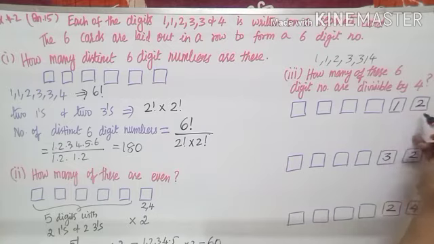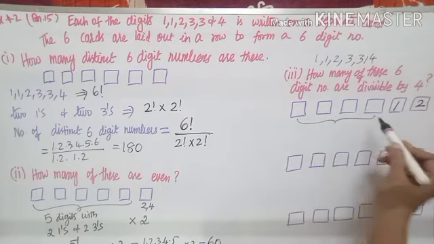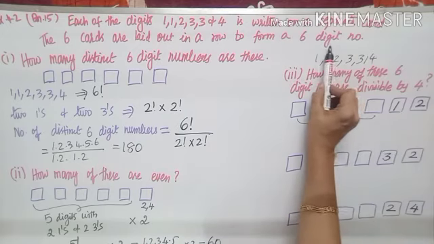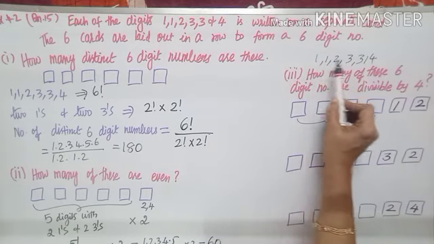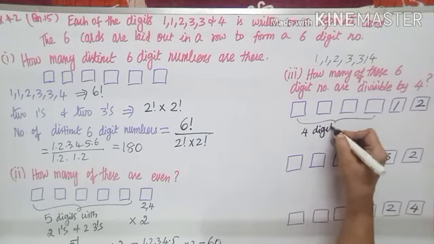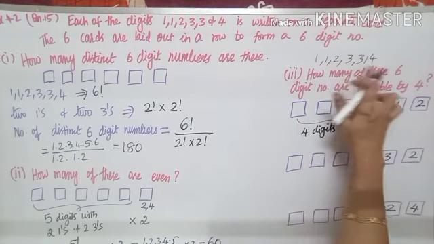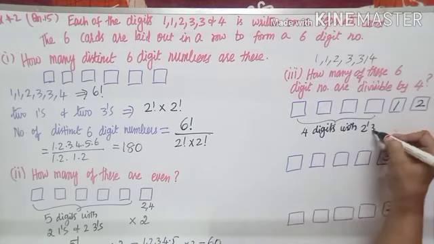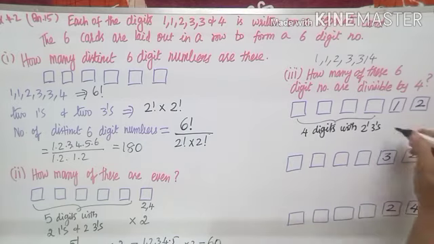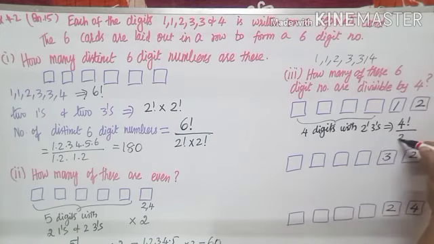Let me fix 12 here. The remaining, how many digits are there? 4. Remove 1 and 2 from here. The remaining 4 digits: what is repeating? If I remove 1 and 2, we have 1, 3, 3, 4. 2 threes are there. So what is my option? 4 digits can be arranged in 4 factorial, and since 2 threes are there, 2 factorial I must divide.